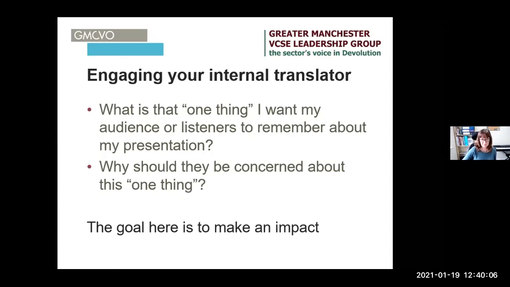Another way you can look at it, when working out what you want to communicate, is: what is that one thing that I want my audience or listeners to remember about my presentation? And that one thing, why should they be concerned about it? Why is it something that's important to them? So if we can simplify it down into a few key bits of information that you really want them to understand, do that. The goal here is to actually make an impact. So you're not only imparting the information, but it's also being received and absorbed, and where necessary, acted on.